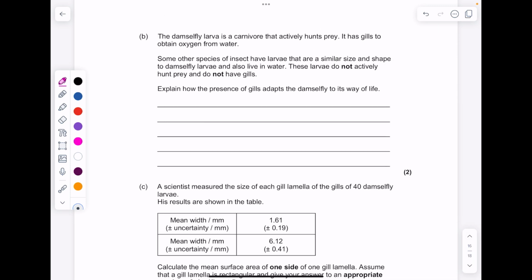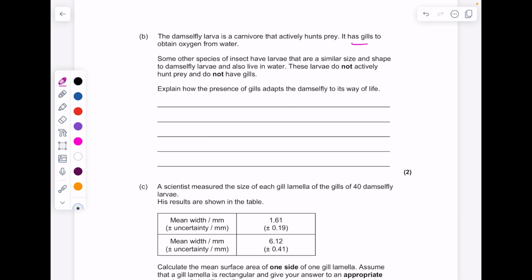The damselfly larva is a carnivore that actively hunts prey. It has gills to obtain oxygen from water. Some other species of insect have larvae that are of a similar size and shape to the damselfly larvae and also live in water. These larvae do not actively hunt prey and do not have gills. Explain how the presence of gills adapts the damselfly to its way of life.